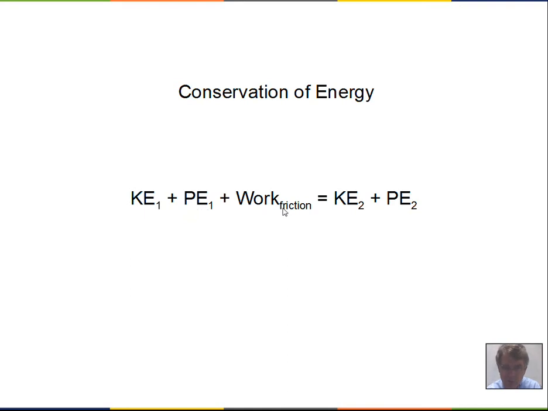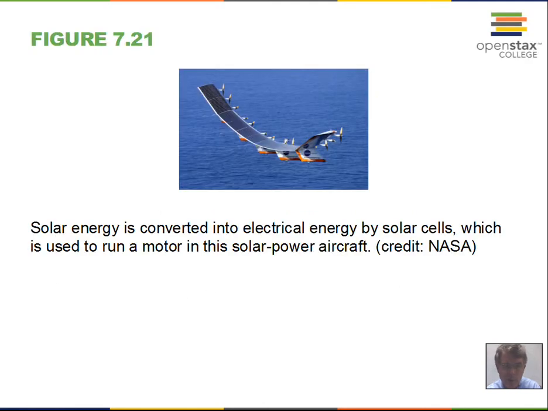You'll have to identify the work done by friction and put that in as a negative number. And then you'll have to identify what energy is present at the end, whether it's all kinetic or all potential or a mixture of the two. That's the general outline of how you solve problems in the topic of conservation of energy.